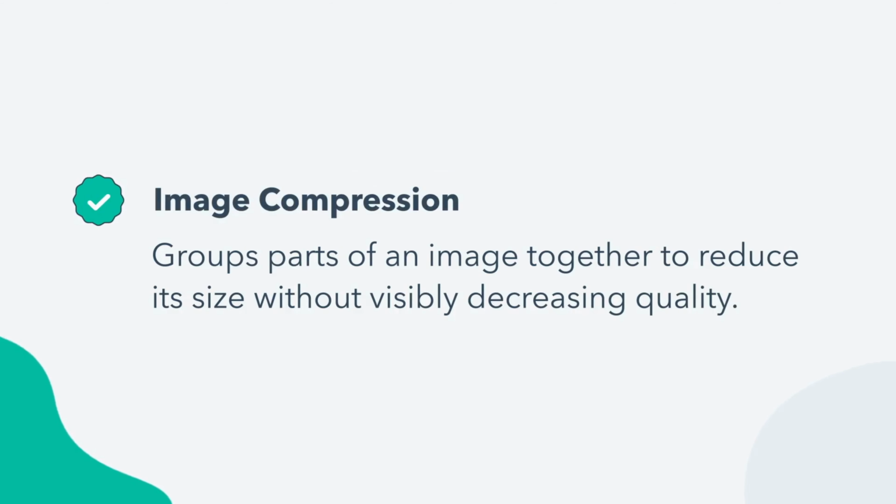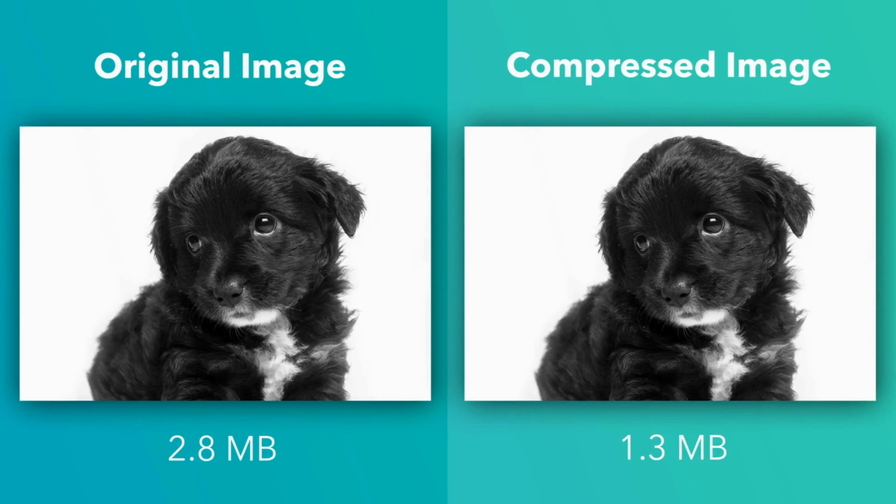The problem with unoptimized images is that too many or too large of images can also bog down your page weight. To optimize the size of your images, there are a few solutions, some more complex than others. But at the very minimum, you should be compressing the images that you place on your website. Image compression groups parts of an image together to reduce its size without visibly decreasing quality. Here's an example of a compressed image.